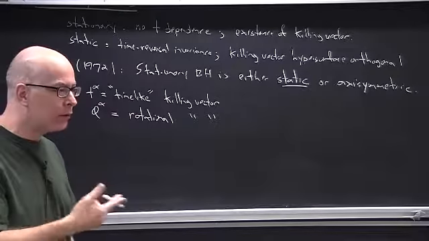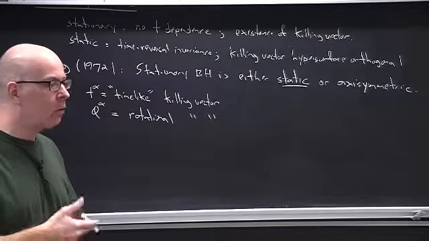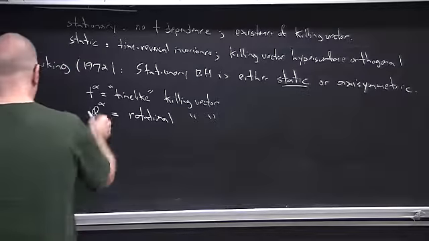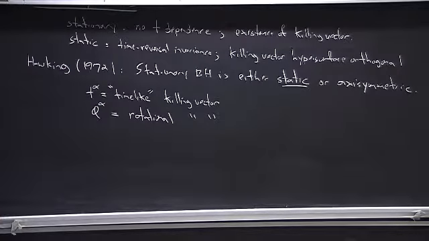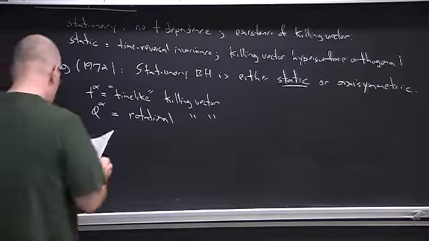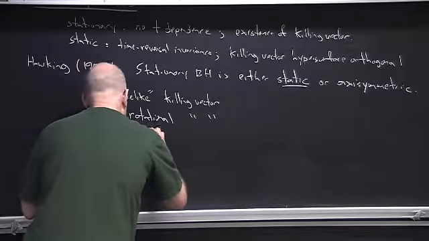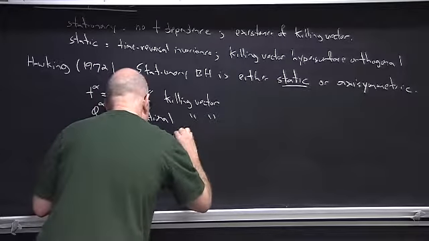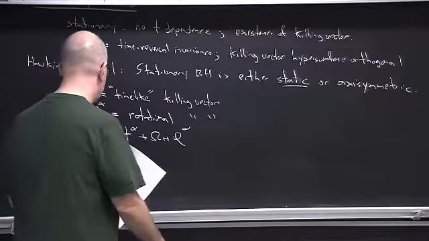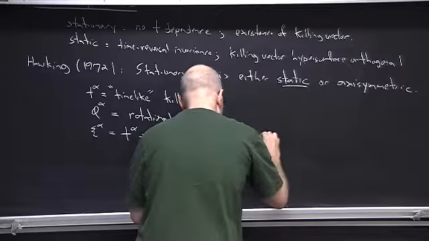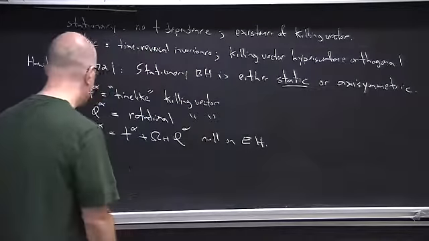So the theorem requires that we are talking about black holes, therefore we need an event horizon. The event horizon will be where a suitable combination of those Killing vectors will be null. So Xi alpha is going to be some linear combination of Killing vectors, which is itself a Killing vector, and that's going to be null on the event horizon. So that's basically the content of the theorem.